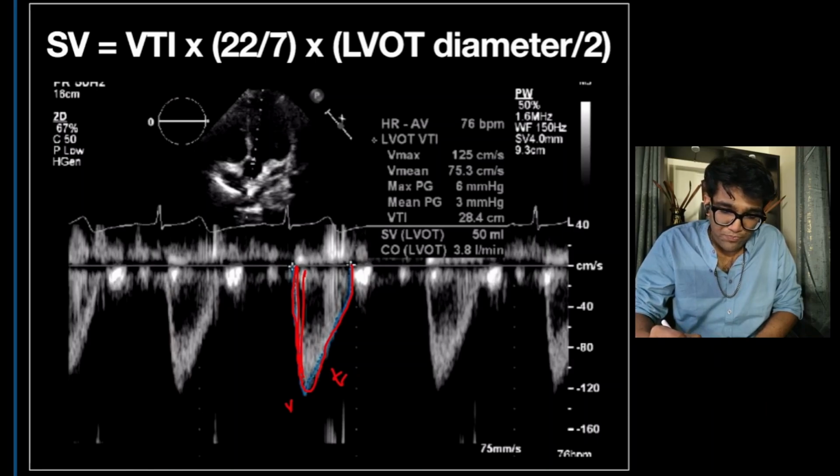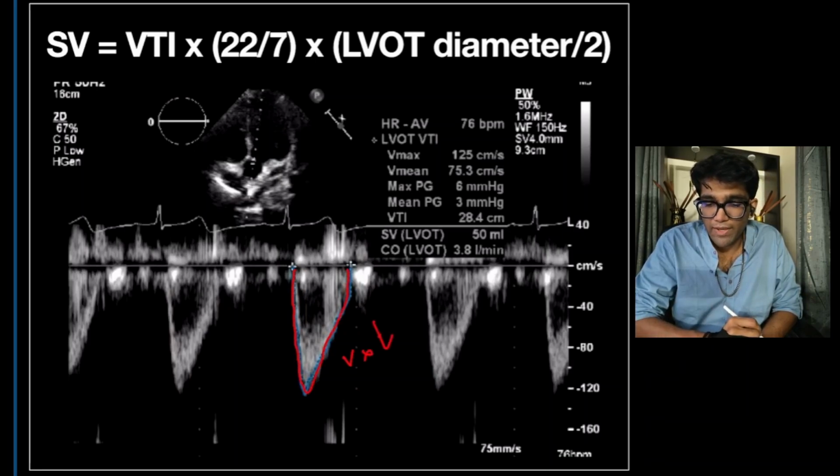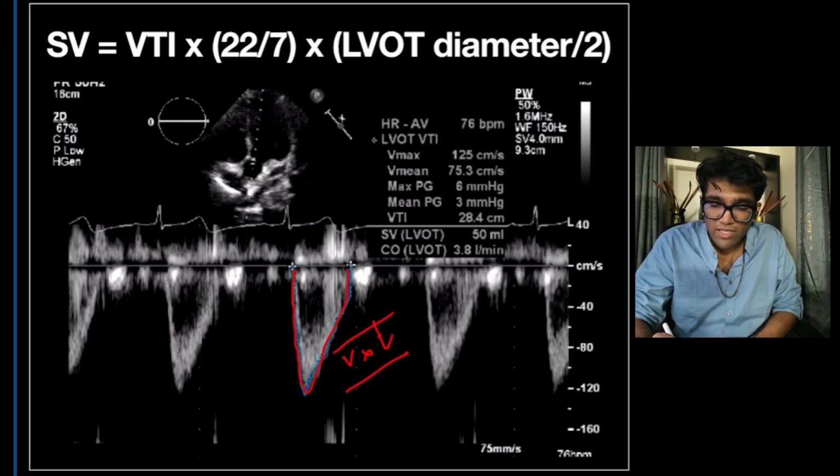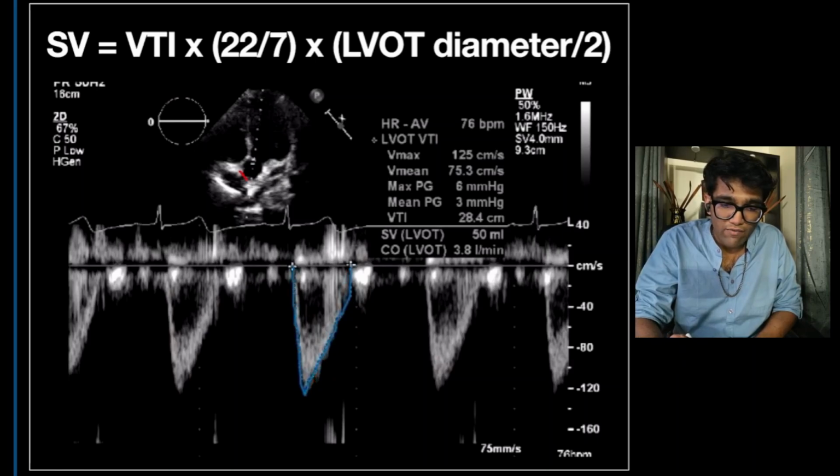Basically what we find is that if you integrate under this curve, what you end up getting is the velocity times the time. Now velocity times time is obviously a distance. So if we approximate the blood that is being pushed out of the aortic valve as a cylinder, velocity times time, the integral of that, will be equal to the length of the cylinder, the actual length of the cylinder.